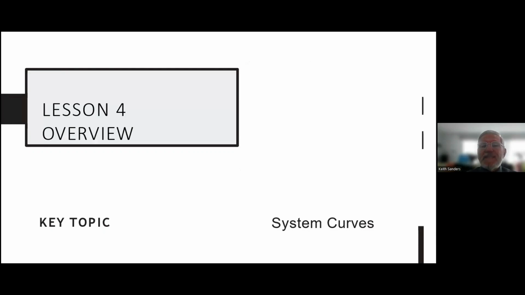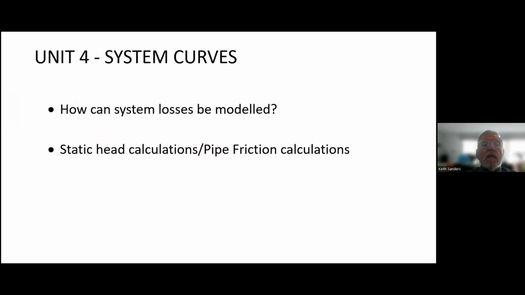Lesson 4, we're going to look at system curves. This is the customer's side of the equation, and we're going to try and model the system losses by calculating friction losses in pipework, valves, pieces of equipment like the heat exchangers, chillers, and things like that. And then go through some typical static head calculations and pipe friction calculations using friction tables that we can get from various handbooks and so on.